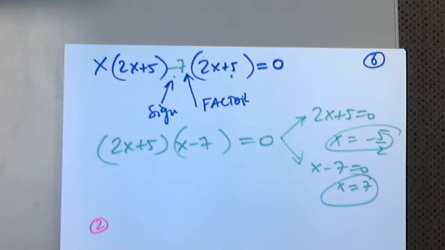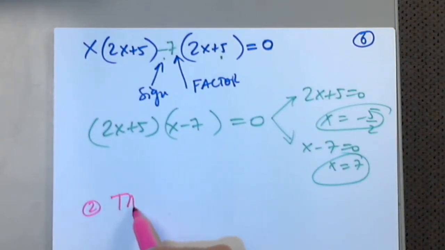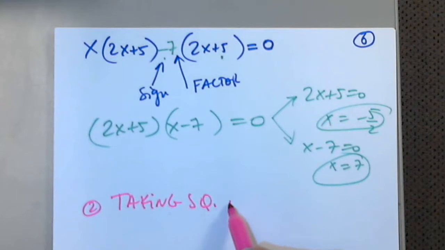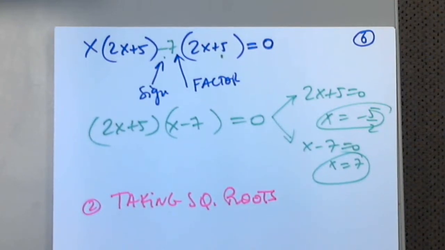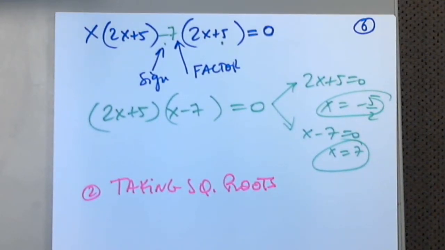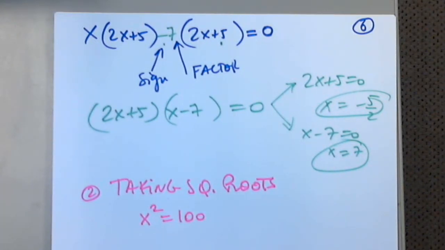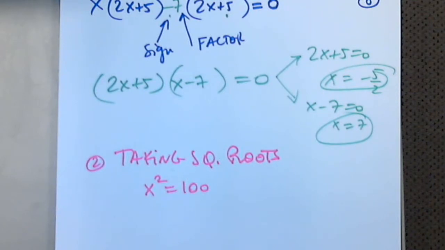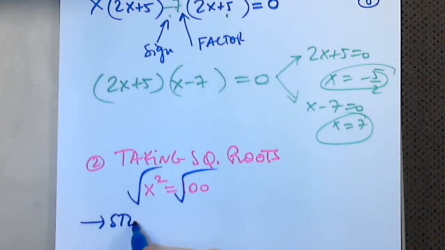Taking square roots, second method. Okay. So x squared equals 100. We just solved that a minute ago. How many solutions do you expect? Right, because it's quadratic. So this is a perfect setup for taking square roots. However, this is the intermediate step that is correct, but we don't write it.